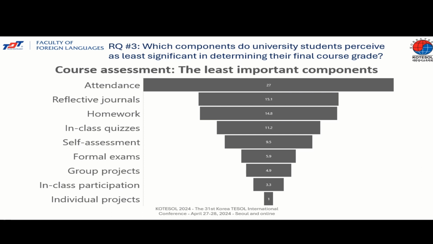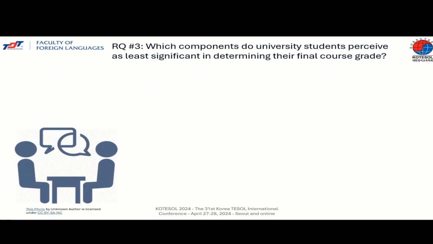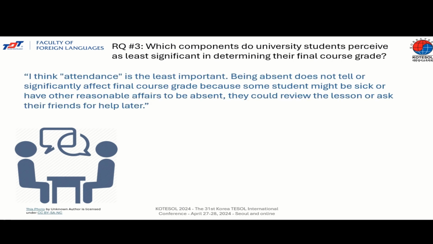Okay, now let's hear from the students. First I'm going to read a quote by a student participant about attendance score. This is what they say: I think attendance is the least important. Being absent does not significantly affect the final course grade because some students might be sick or have other reasonable affairs to be absent. They could review the lessons or ask their friends for help later.